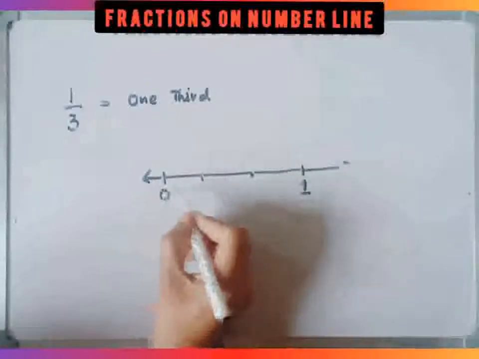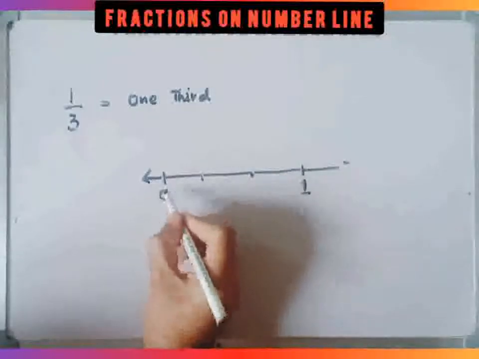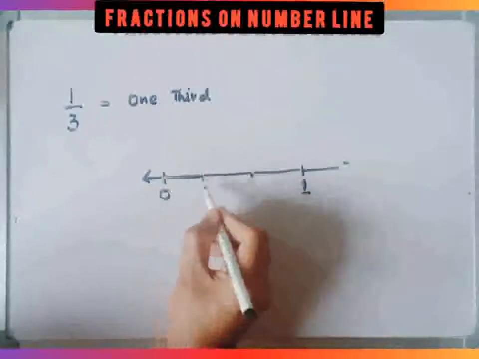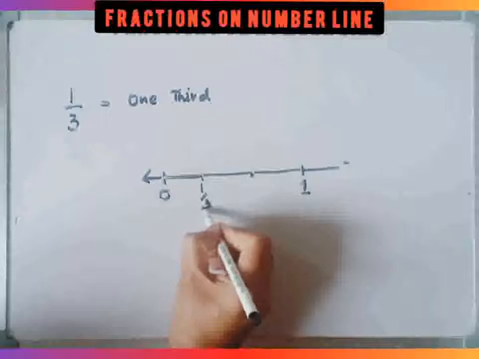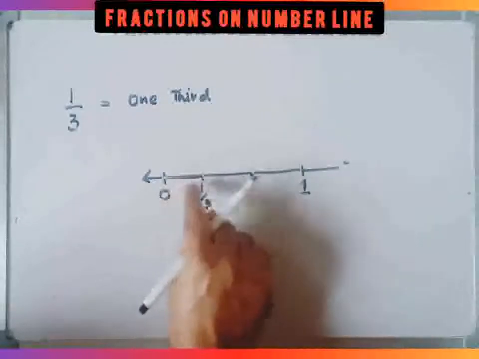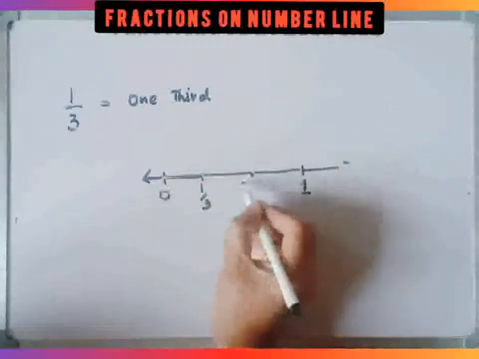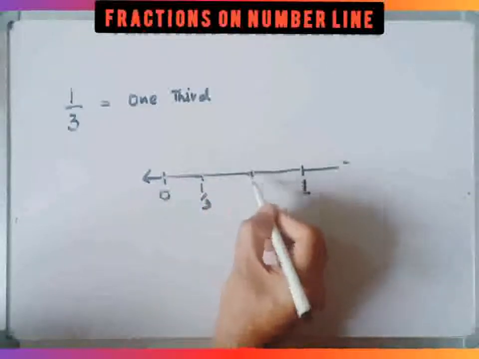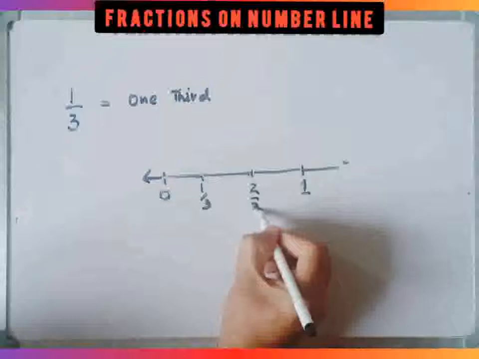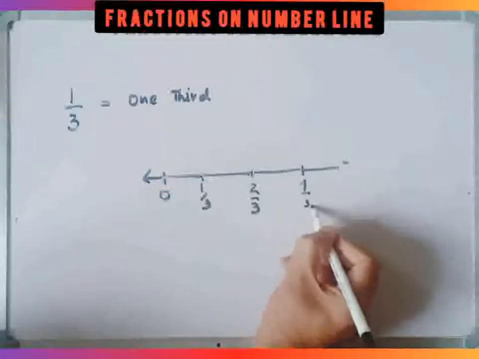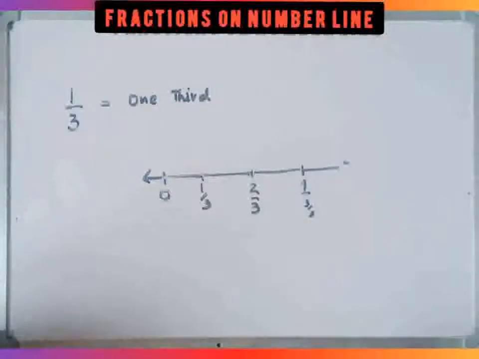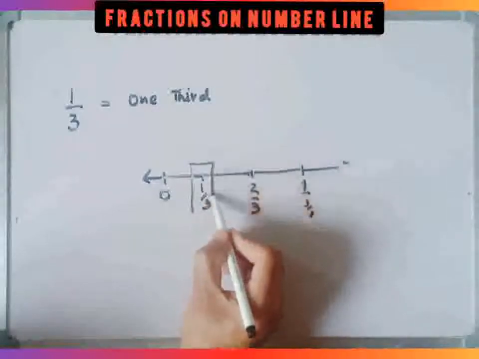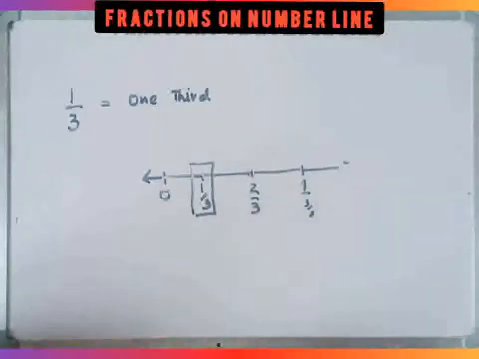This is 0. From 0 to this region, it must be 1 by 3, so that means one part out of 3 parts. From this region and this region together, it will be 2 by 3, and this will be 3 by 3, that is equal to 1. So we have to represent this fraction, here is this fraction 1 by 3, right?